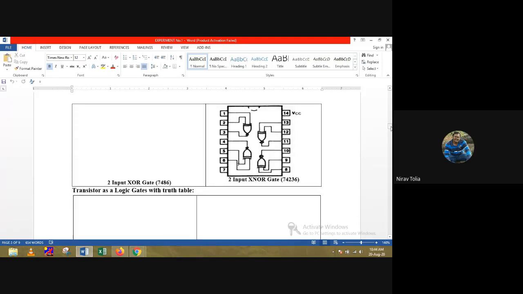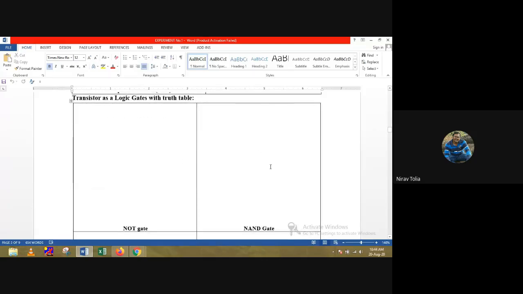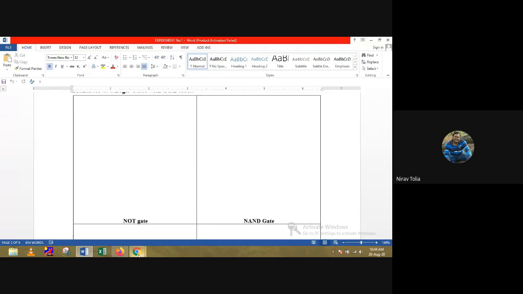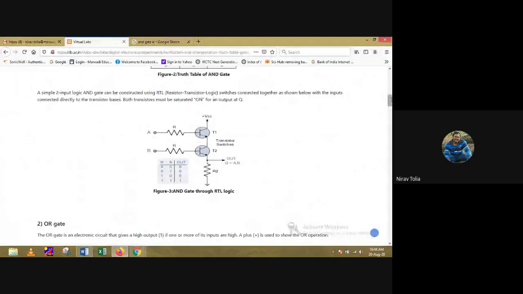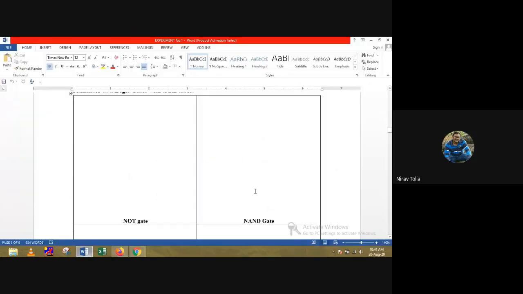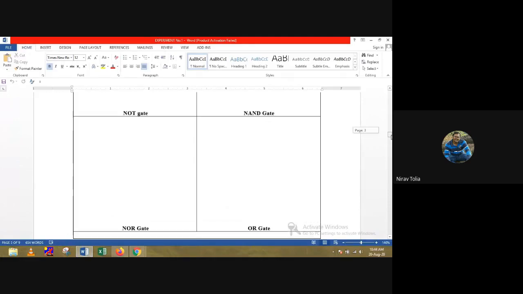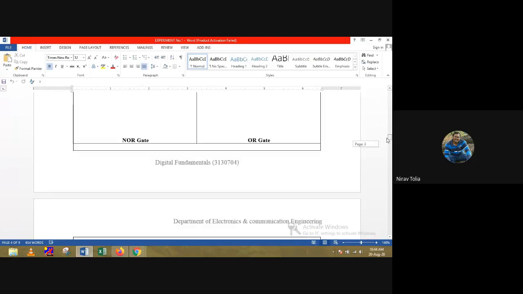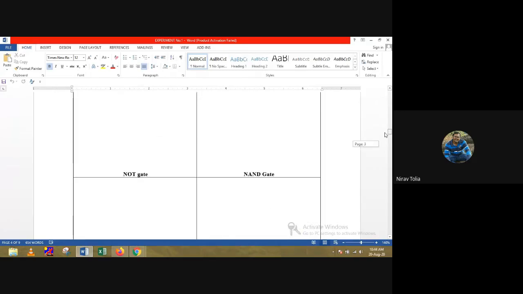Now the next one is transistor as a logic gate. So you have to draw the figures of that, RTL and DRL, which we have here. So this is the figure of the AND gate. You have to draw that transistor figure here in the space of the AND gate. In the same way, you have to draw the figures of the NOR gate, OR gate, NAND gate, and NOT gate.